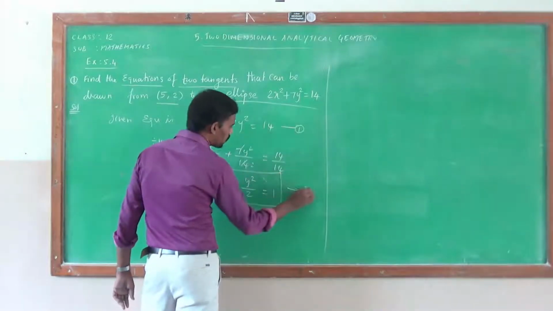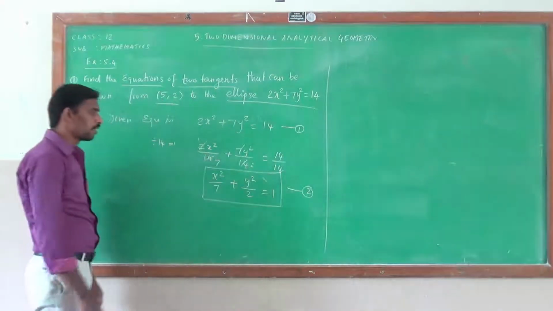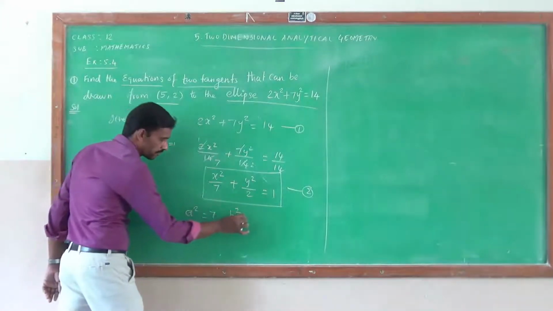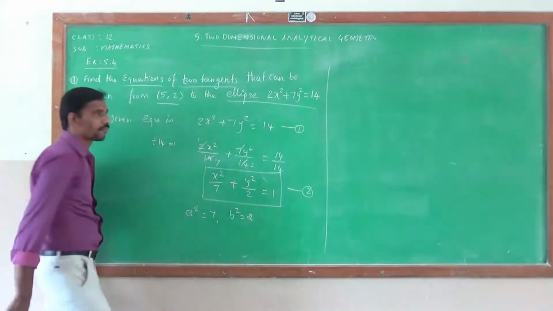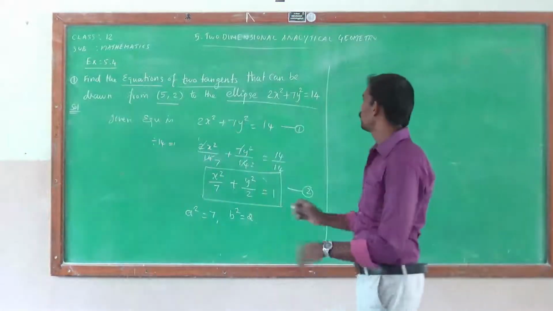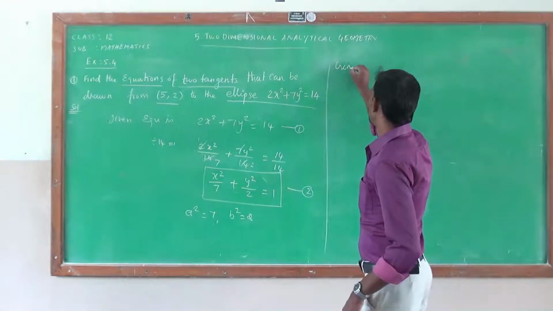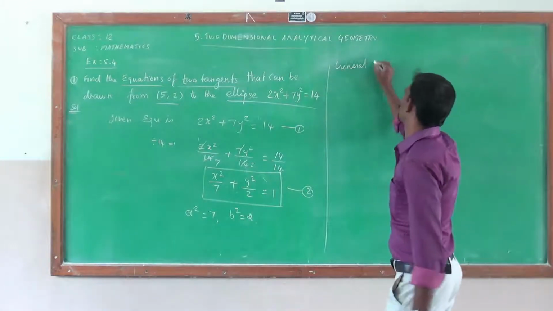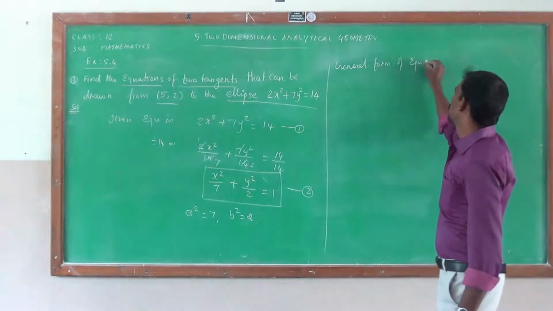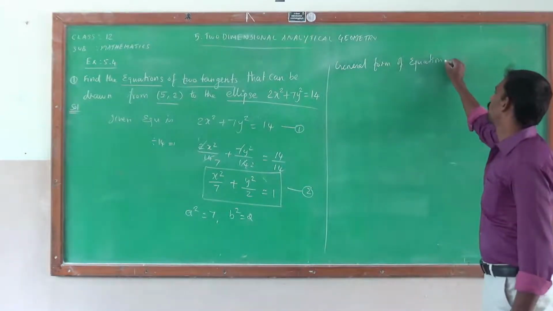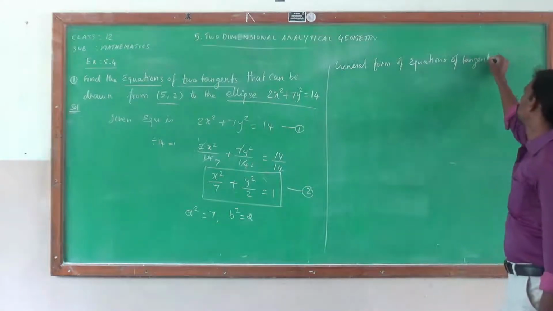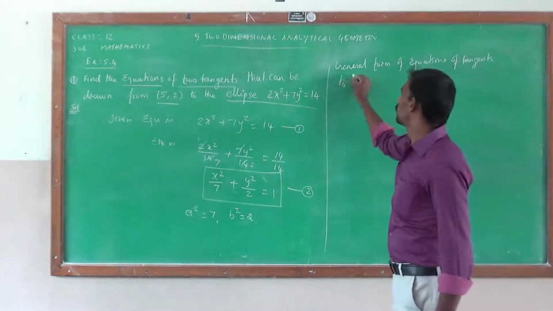Here a square is equal to 7 and b square is equal to 2. Now, the general form of the equation of tangents to the ellipse.